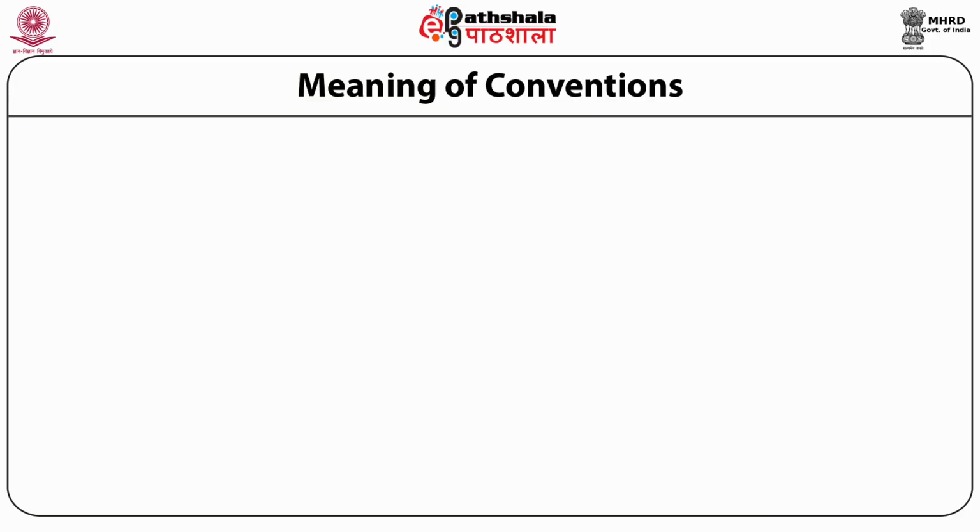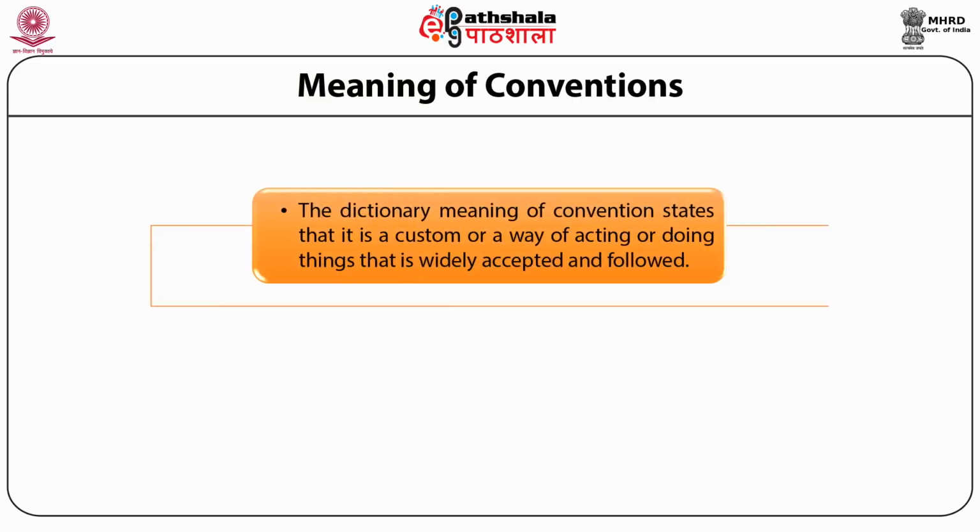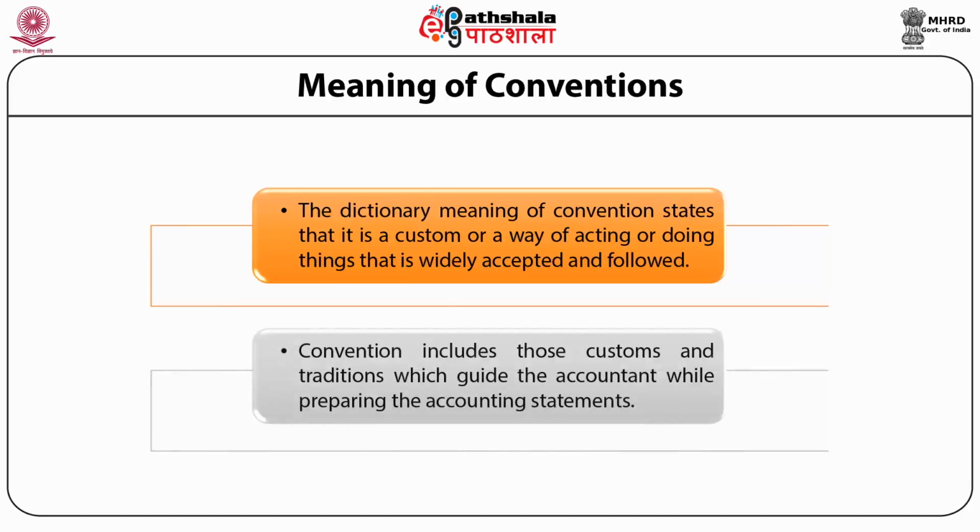Meaning of accounting conventions. The dictionary meaning of convention states that it is a custom or a way of acting or doing things that is widely accepted and followed. Basically, the term convention includes those customs and traditions which guide the accountant while preparing the accounting statements. It is not legally binding upon them, but is a general agreement on the usage and practices in social and economic life. That is, it is a customary practice, rule, or usage. They are derived from usage and continuous practice.